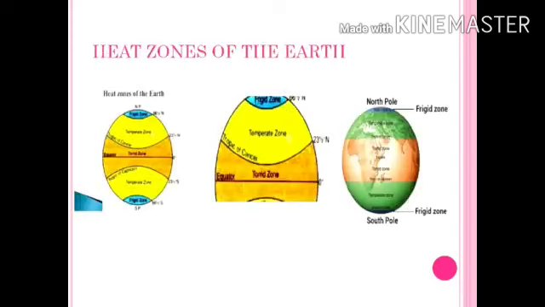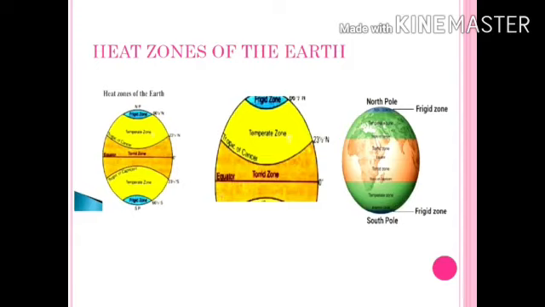Next, heat zones of the earth. See, what are the three heat zones of the earth? The first one is torrid zone, then temperate zone and frigid zone. These are three heat zones of the earth. See, the area between Tropic of Cancer and Tropic of Capricorn receives maximum heat from the sun. This region is called torrid zone.